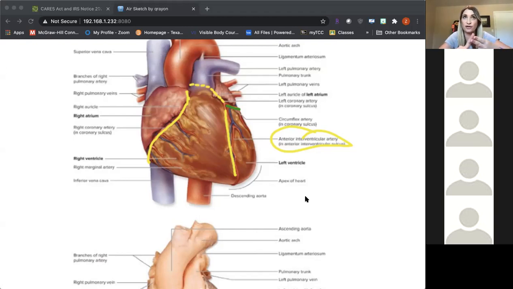So the left and right coronary arteries, you need to know. Then you need to know the circumflex artery, the marginal artery, the anterior interventricular artery, and the posterior interventricular artery, and where they are. For the veins, you need the coronary sinus, the great cardiac vein, and the middle cardiac vein. I believe that's it for the coronary circulation. You'll have more arteries than veins, and that's that.